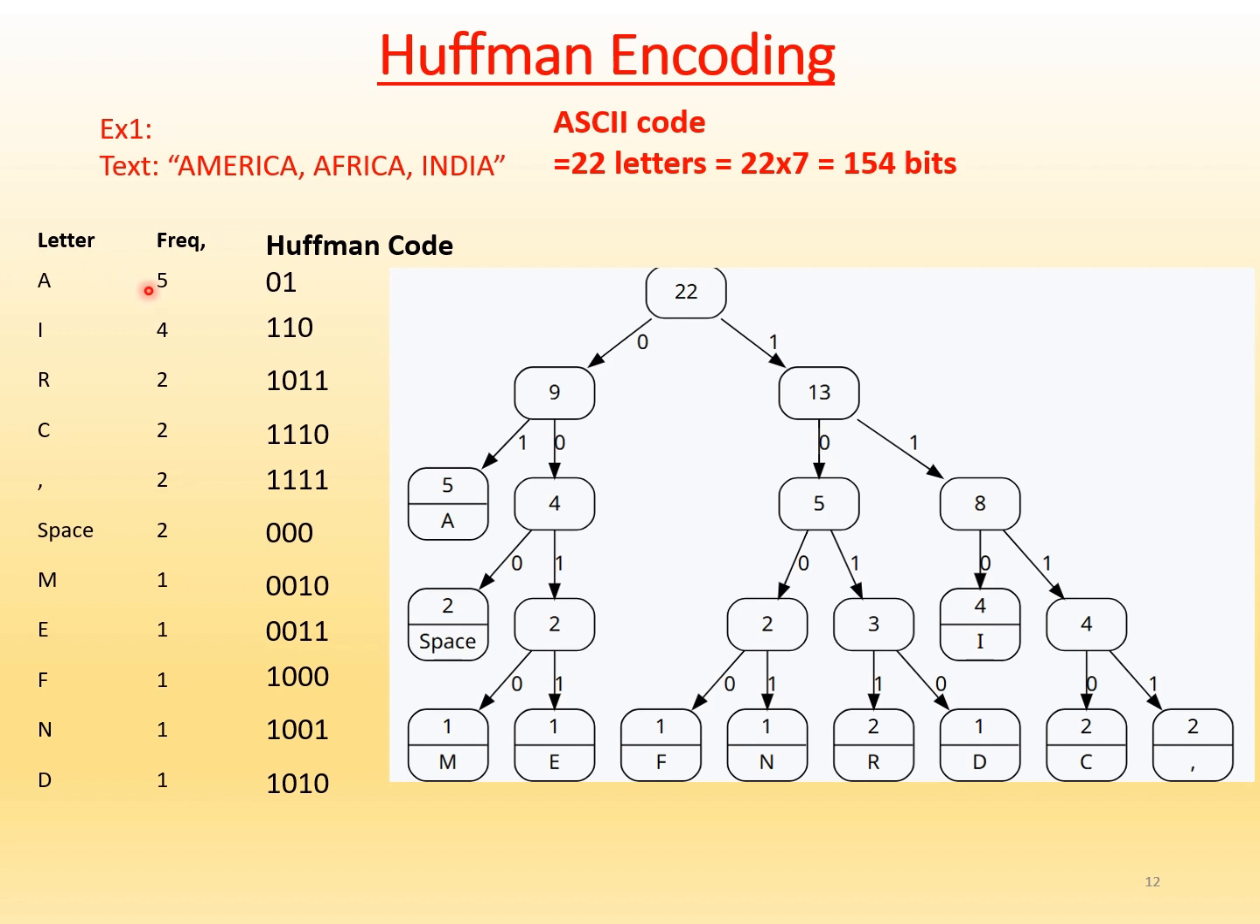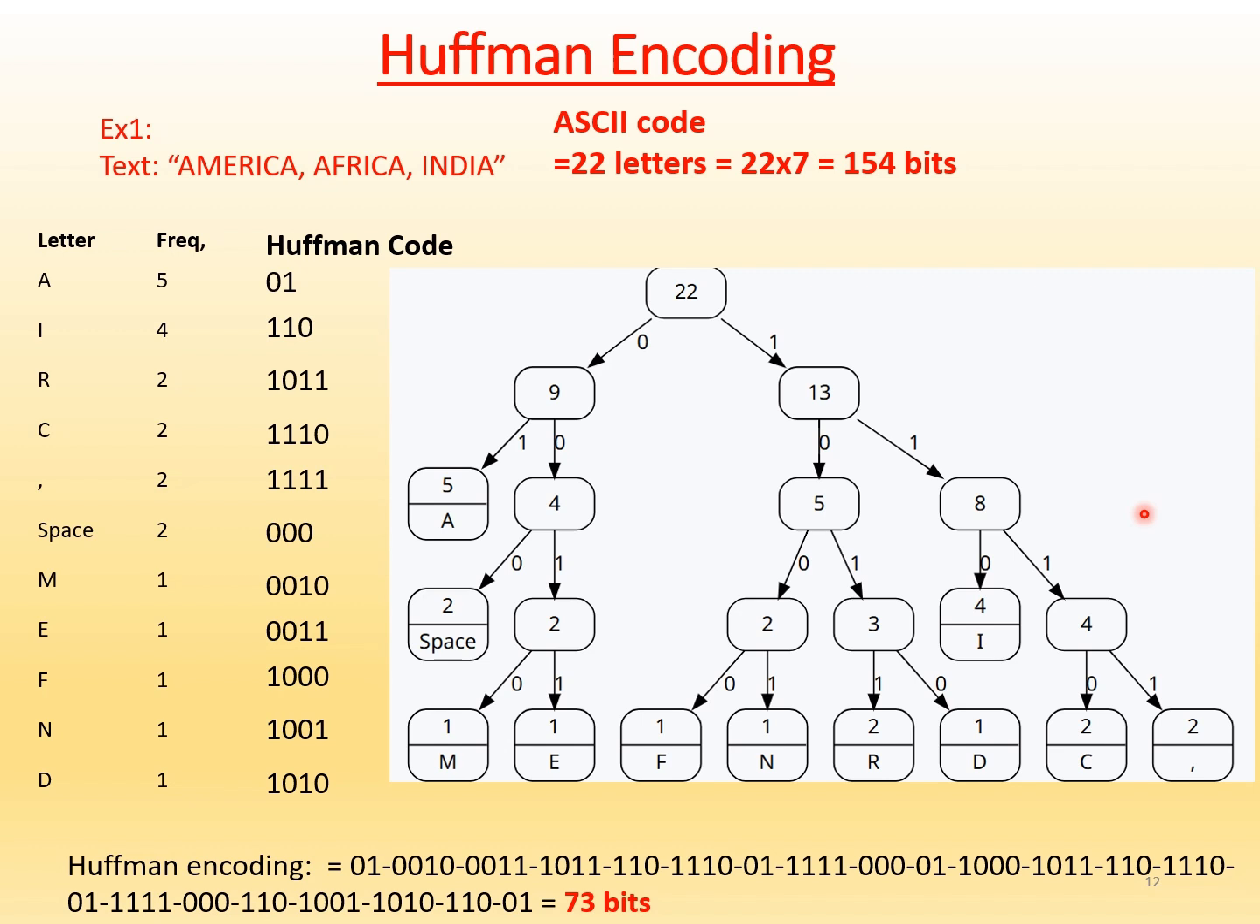So now you can see the code words are of variable length. A was most frequently used, so it has got a small code word. And the letters which are used least frequently, they got big code words. So now my text was America, Africa, India. So it will look like this. And you can see no code word is a prefix to another.